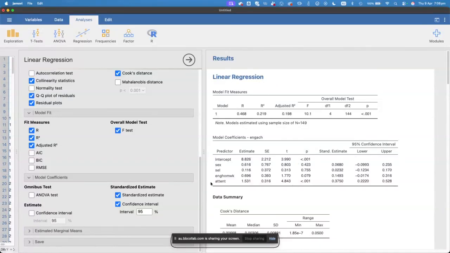Looking at our p-values in our different variables, we can see only English attention is significant and the rest are non-significant. So this says the more attention that's paid in English class, the higher the English achievement score. So specifically, every 1 unit increase in attention is associated with a 1.5% increase in English achievement. And then the standardized estimate is 0.375, so it's the largest effect.